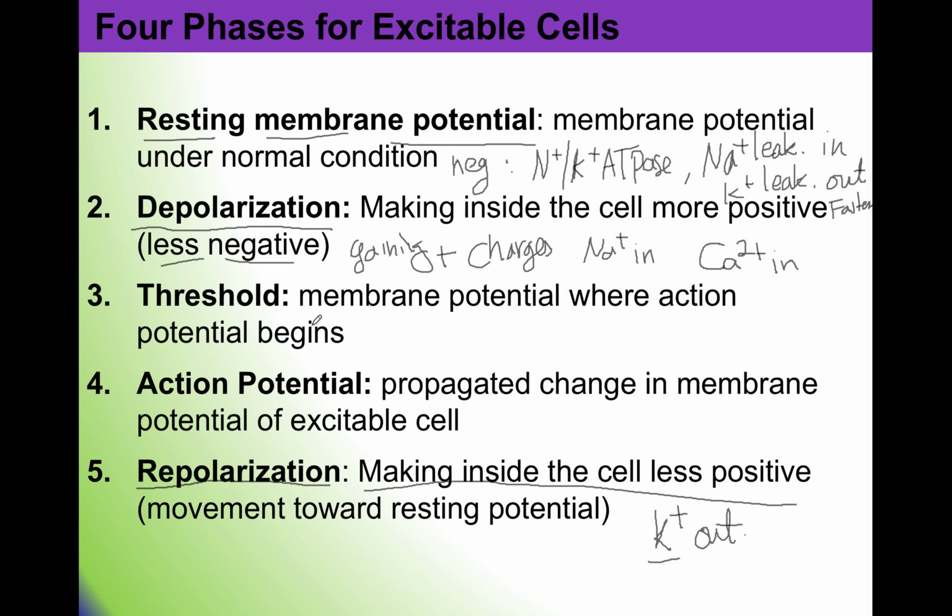Now, threshold is a specific number associated with your membrane potential that triggers a process known as action potential. Action potential itself. So what is action potential? Action potential is a propagated change in the membrane potential of an excitable cell. In another sense, action potential is depolarization and repolarization.